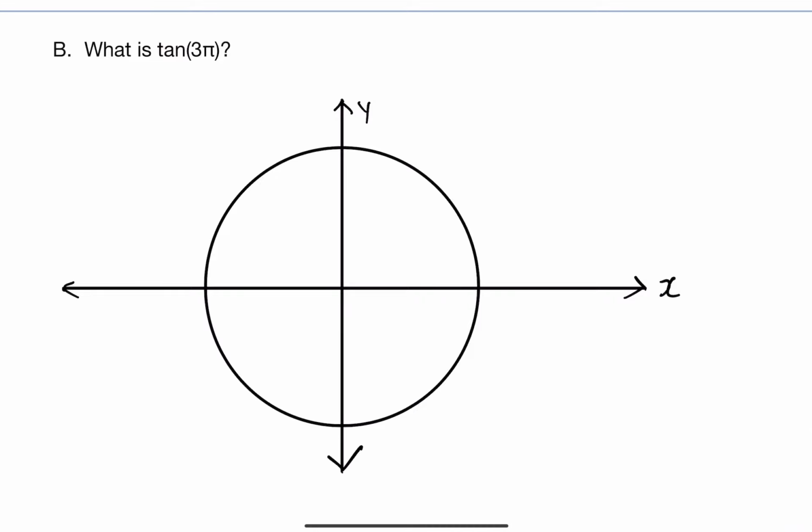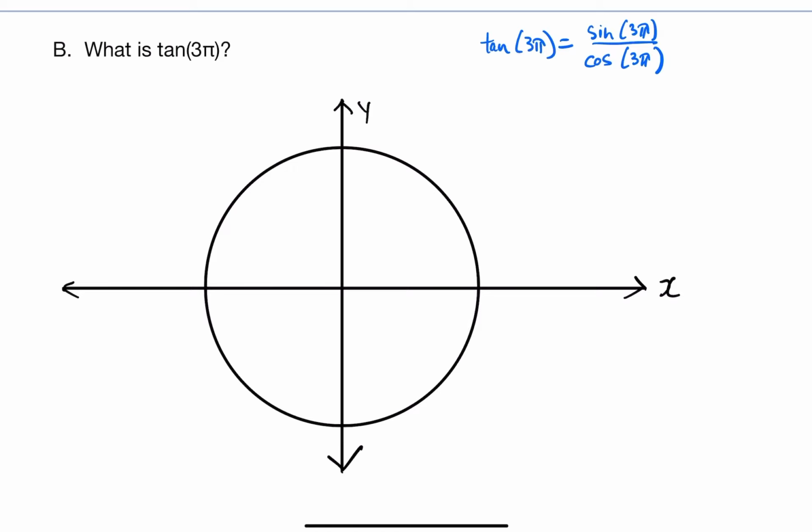So here we are asked to find the tangent of 3 pi. Okay, the tangent of 3 pi. So we already know that the tangent of 3 pi is equivalent to the sine of 3 pi over the cosine of 3 pi. Okay, so the next thing to do is identify where 3 pi is.